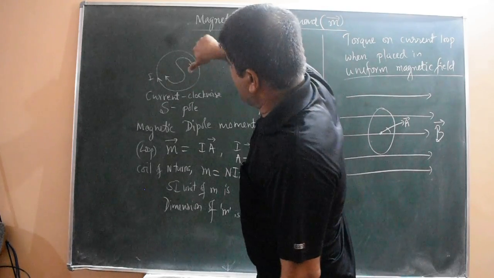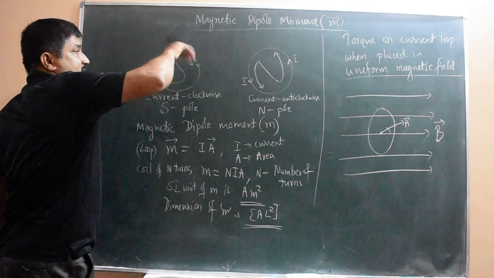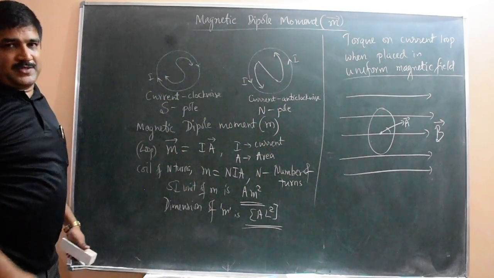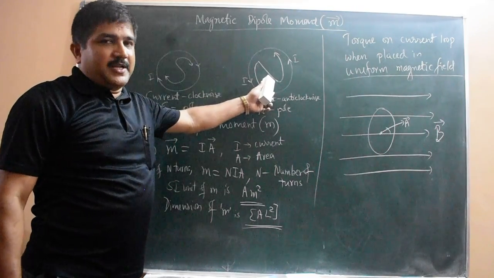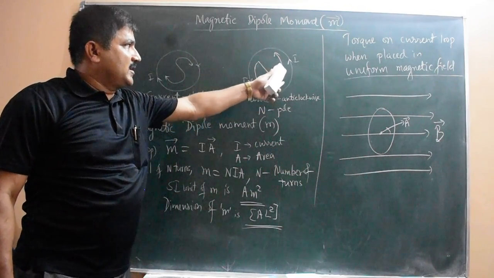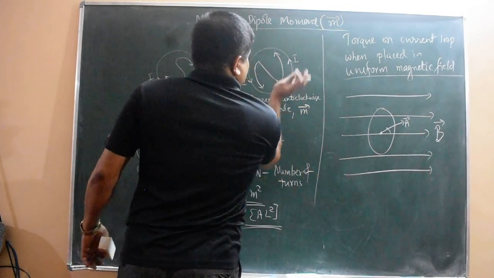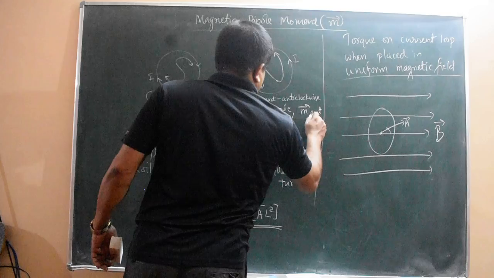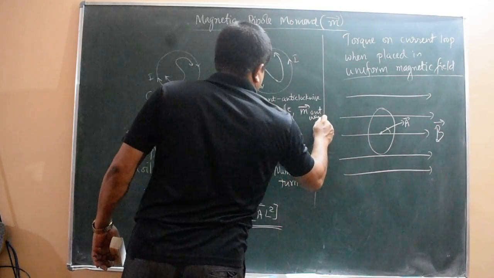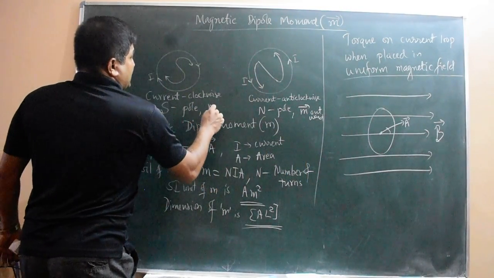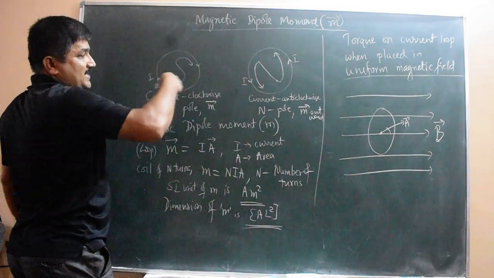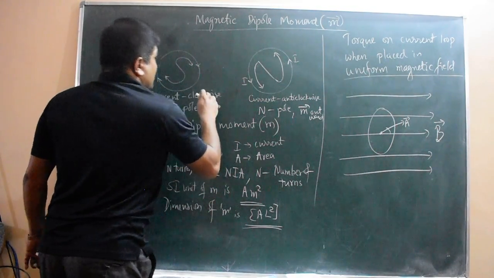Here current is clockwise, and the dipole moment is inwards. Here the dipole moment vector M vector is outward. In this case, at the north pole, current is anti-clockwise, so M vector is in the outward direction. Whereas here, in case of the south pole, clockwise current, M vector is normal inwards.